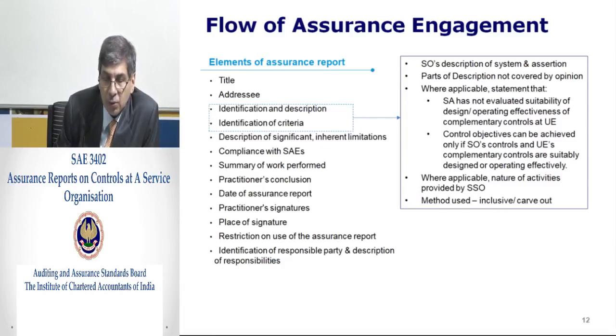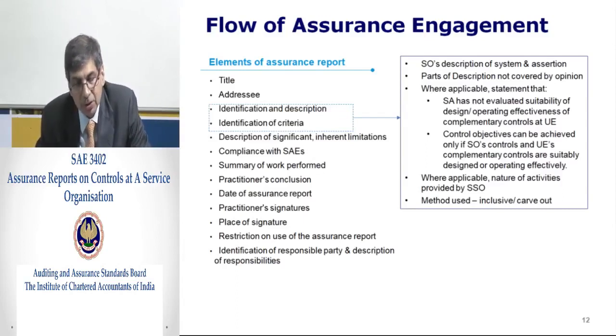Also, we would like to call out that at times the service organization may use another sub-service organization to process a part of the transaction flow. It is important that the service auditor calls out the method used, whether it is an inclusive or a carve-out method. The inclusive method would cover where the service auditor also looks at the sub-service organization's controls and the description of the system thereon. The carve-out method would be where he has excluded the sub-service organization from his review.